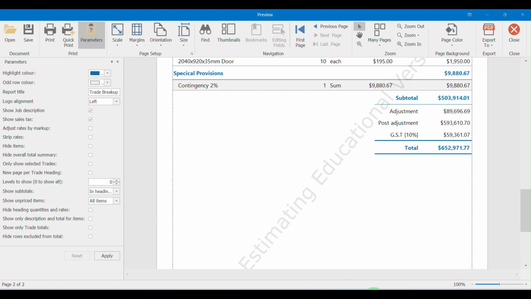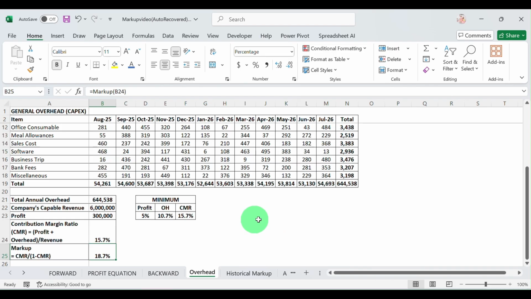Yeah, I will come back to the Excel file, and we also made a mini table here in which if we put the CM ratio, overhead profit and profit, if we change this, the markup will be changed accordingly, depending on the markup.